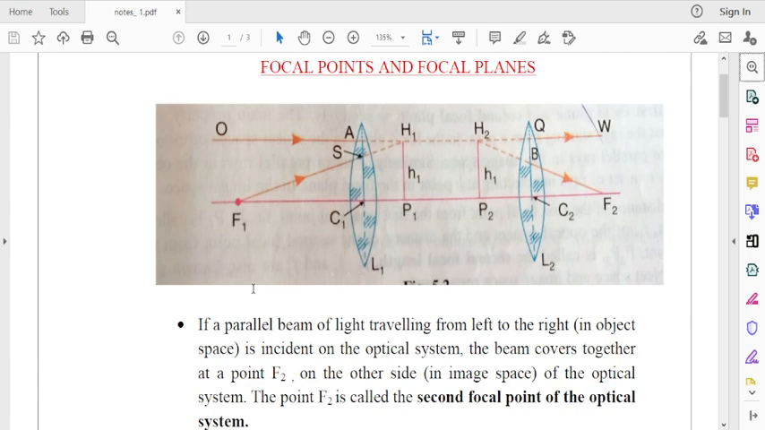Then the rays starting from a point in the focal plane in the object space correspond to a set of conjugate parallel rays in the image space. In this way. Similarly, a set of parallel rays in the object space, this is the object space, corresponds to a set of rays intersecting at a point in the focal plane in the image space.